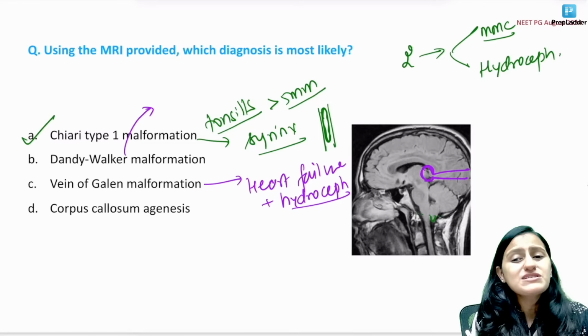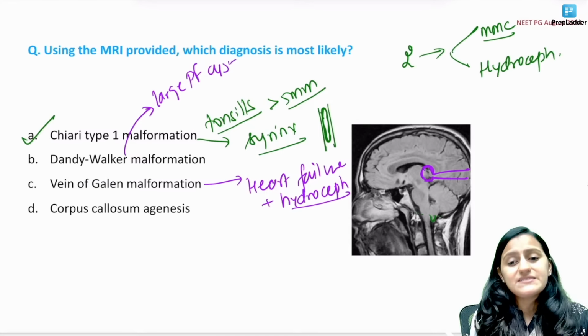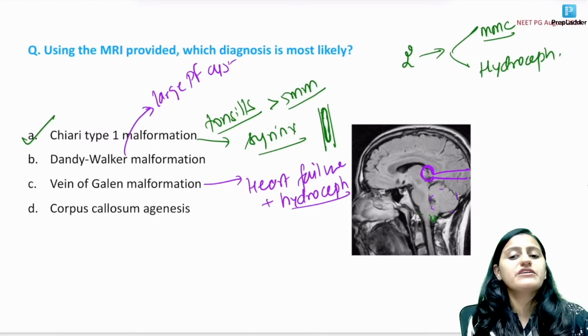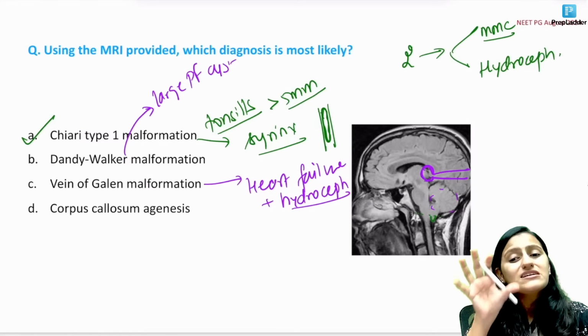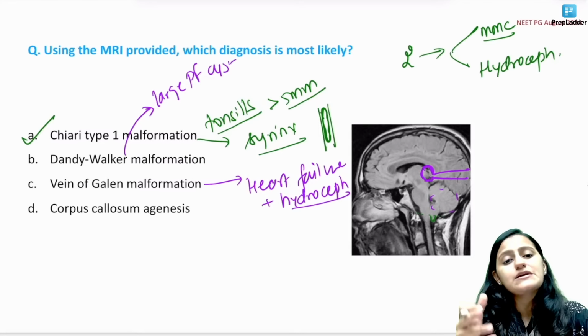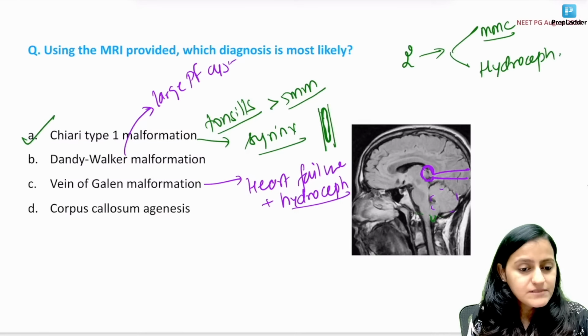Dandy-Walker malformation is something where you have a large posterior fossa cyst. There's a large cyst in the posterior fossa, and the cerebellar vermis is absent, right? Then you would see a large posterior fossa cyst in Dandy-Walker. Okay, clear with everyone? Yes.